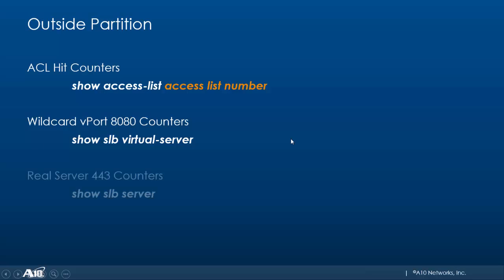The third and final thing we need to look out for are the real server 443 counters. These are real server counters for the port number 443. This can be done using the command show SLB server.